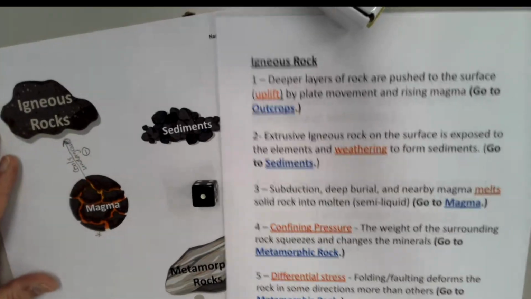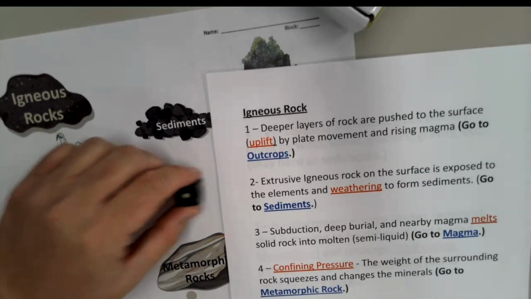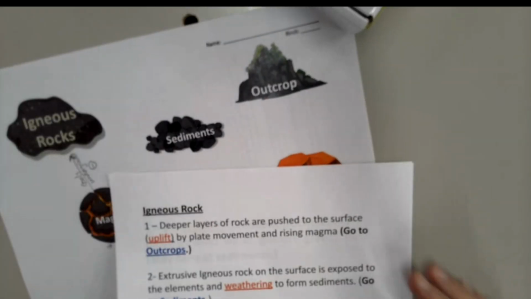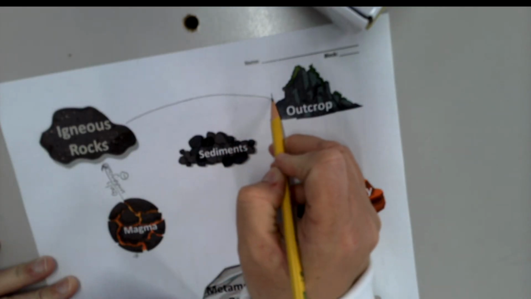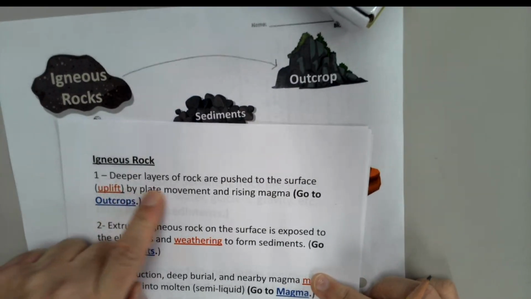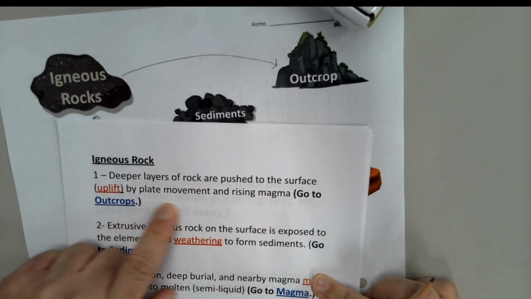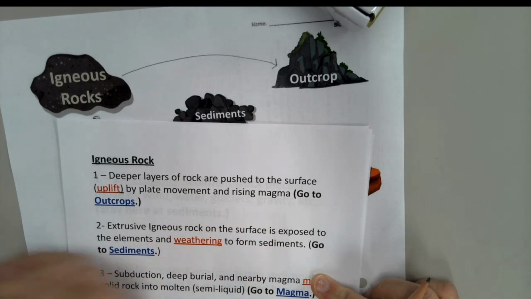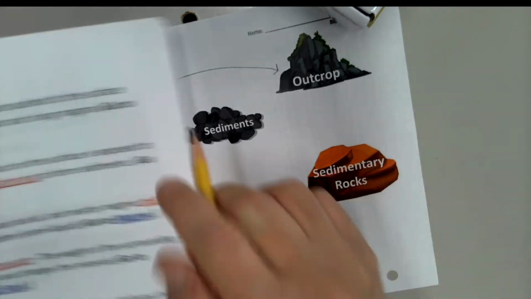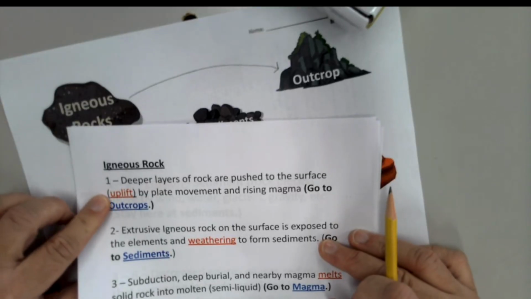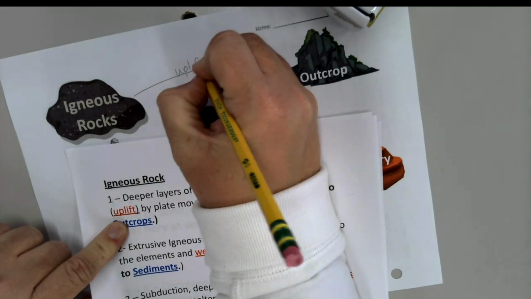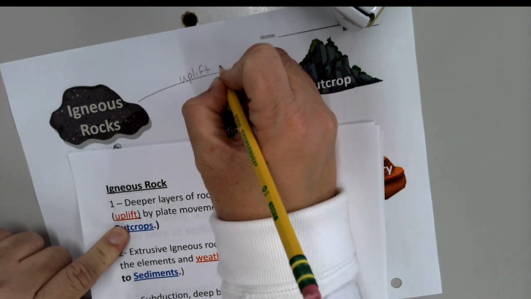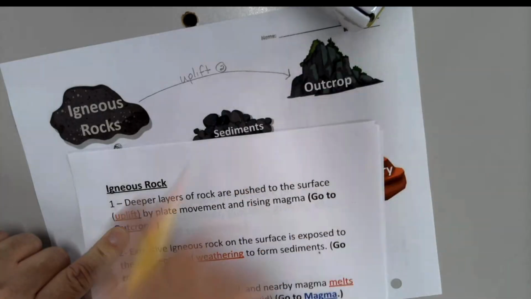When I get there, I roll my die. This time I rolled a 1. Notice in blue it says outcrops. So I'm going to draw a line from where I just was, which is igneous rock, and draw to outcrop. So it says deeper layers of the rock are pushed to the surface by uplift, by plate movement, and rising magma. So once again, the blue part tells me where my arrow should go, and the red part tells me the process. So in this case, the process is uplift, which means that something from underground is being lifted up in some way. This is my second row, so I'm going to label that with number 2.